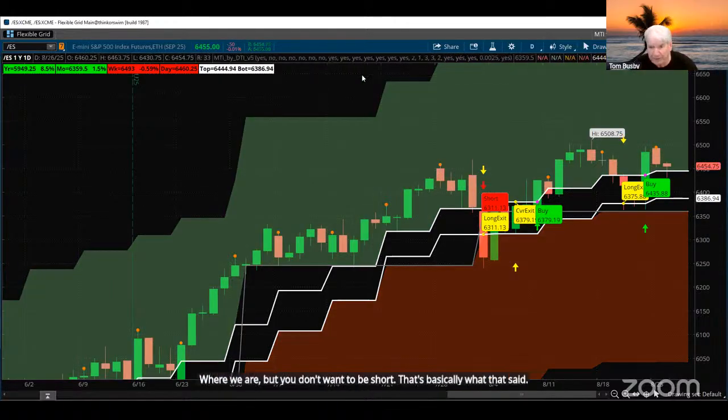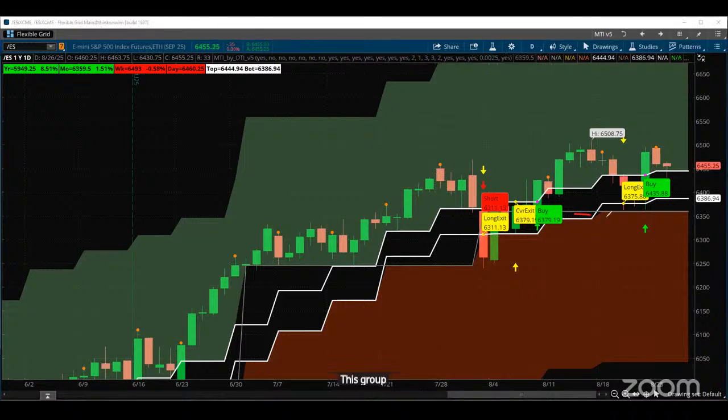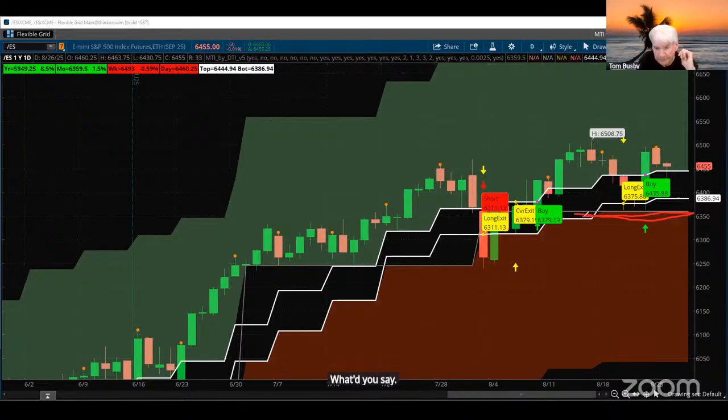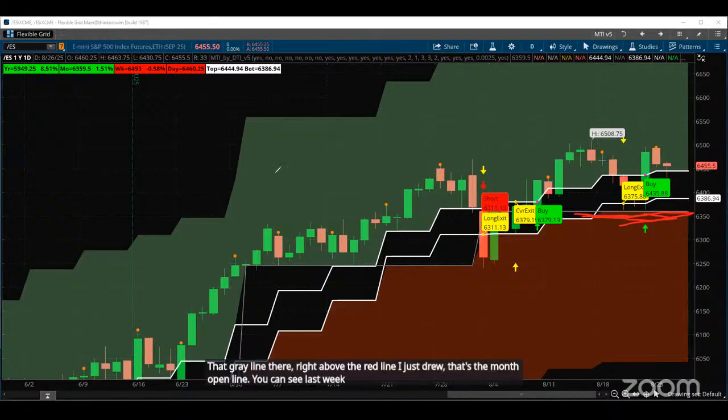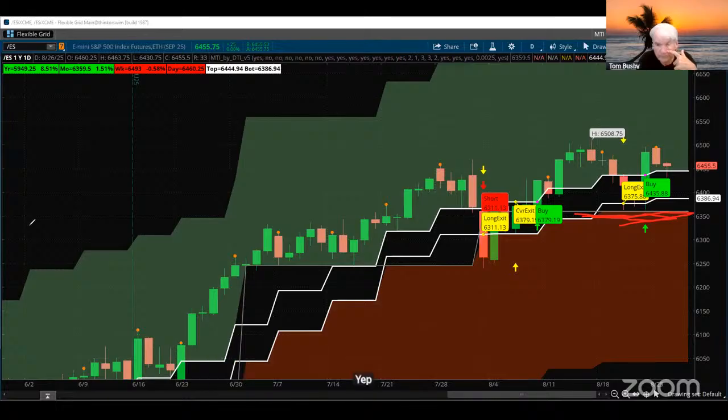That's basically what that's saying. Big old sign should be flashing. Do not be short. Okay. That's what that's telling me. That gray line there. What'd you say, Jonathan? That gray line there right above the red line I just drew. That's the month open line. You can see last week as we came down to test the month open. Yep. But they honored it.